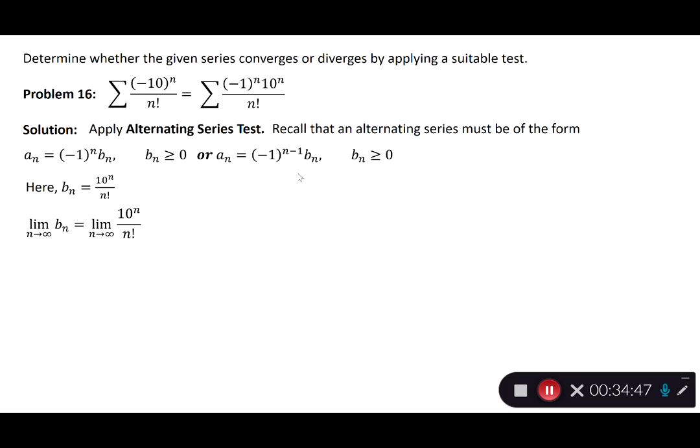N factorial: 1 factorial is 1, 2 factorial is 2, 3 factorial is 6, 4 factorial is 24. Don't let that deceive you. Yes, it is true that initially factorial doesn't grow as quickly, but if you can do this.